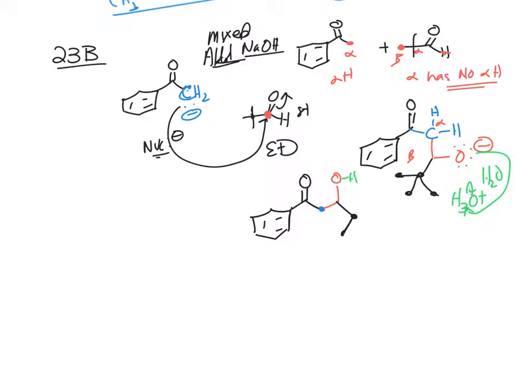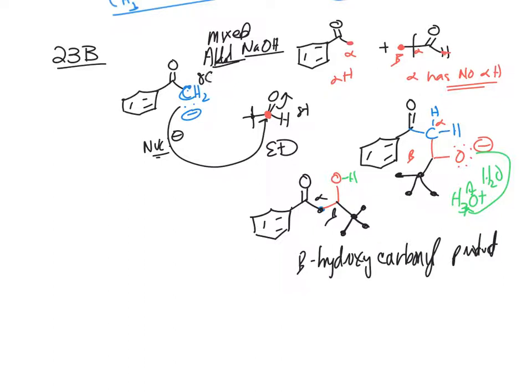hydroxy, and then count your carbons. So this is alpha, this is beta. So beta hydroxy carbonyl. That's your product, okay? Now, count your carbons. 6, 7, 8 carbons. 1, 2, 3, 4, 5. 1, 2, 3, 4, 5. Always count your carbons. Now, you add a little bit of heat, you still have base here.